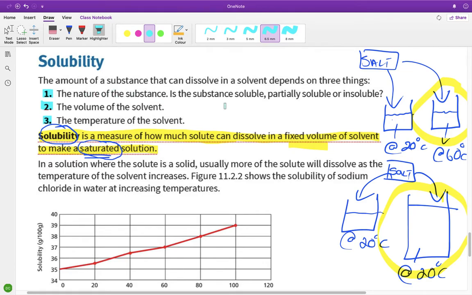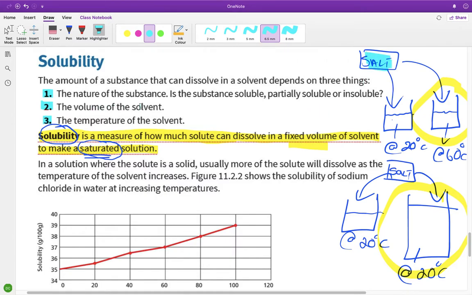So the nature of the substance. So the substance you're putting in. Solubility will obviously be affected by the substance that you're putting in. So does salt easily dissolve in water? Or is it a substance that doesn't dissolve in water very well? In which case that will affect solubility. That will affect how much of the solute we can dissolve. What are you actually putting in?